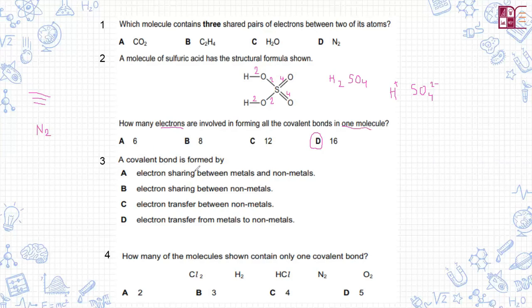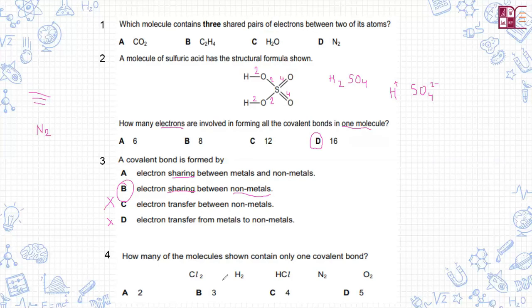Covalent bond is formed by electron sharing between metals and non-metals, or electron sharing between non-metals, or electron transferred. So electrons are never transferred in covalent bonds. So C and D are always going to be incorrect in this one. They are always shared, right? And we learned that a covalent bond is usually formed between the non-metals. So electrons are going to be shared between the non-metals.